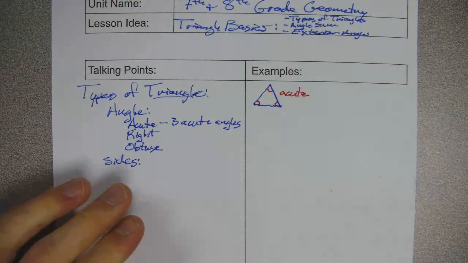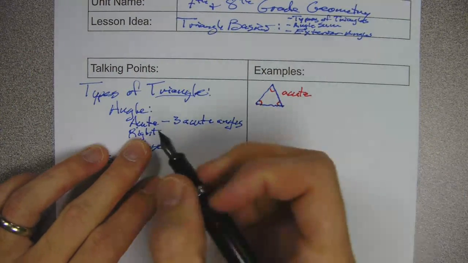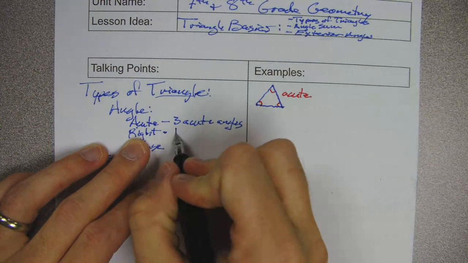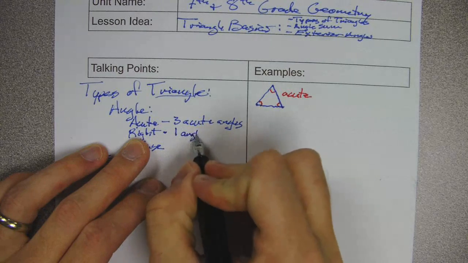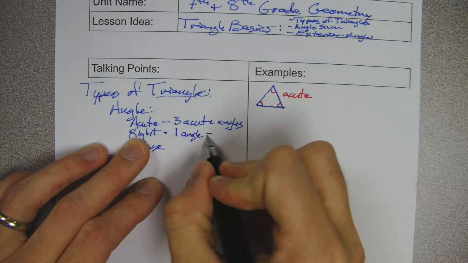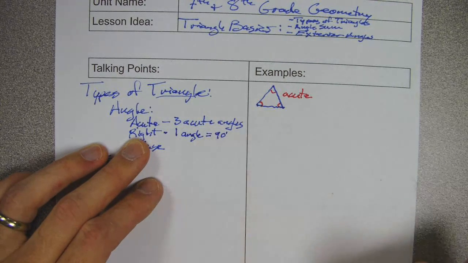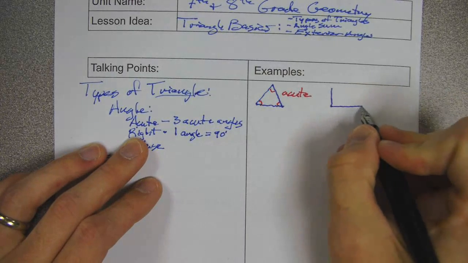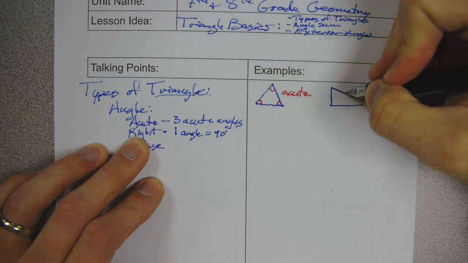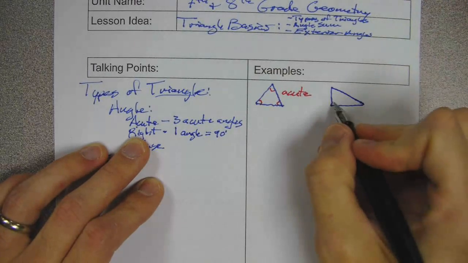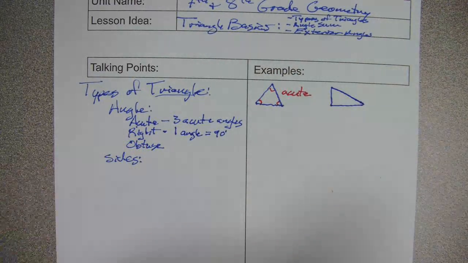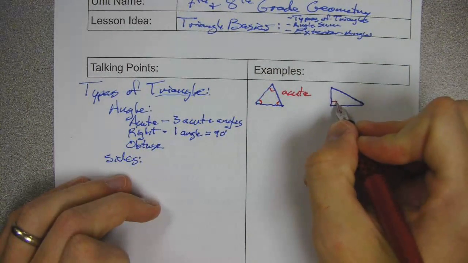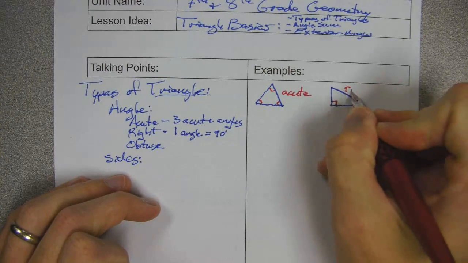All right? If we're talking about a triangle that is a right triangle, then it will have one angle that is equal to 90 degrees. So, for example, we could have something like this. We've been dealing with right triangles now for a little while in our Pythagorean theorem unit. And so there is an example of a right triangle. Notice there's our one right angle. So this is a right triangle.